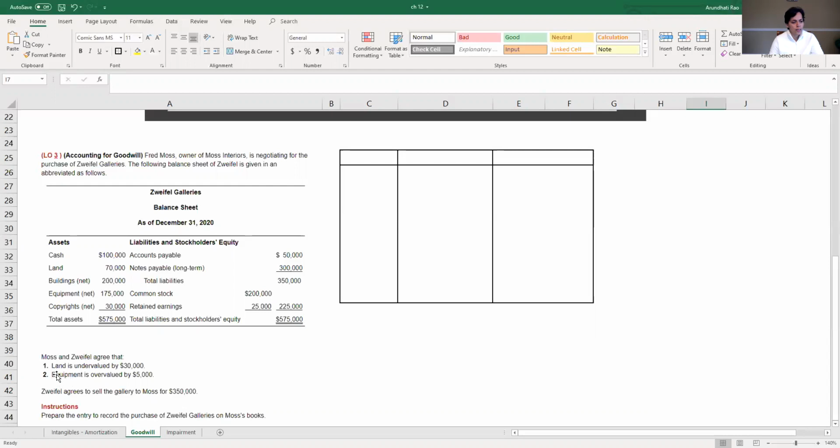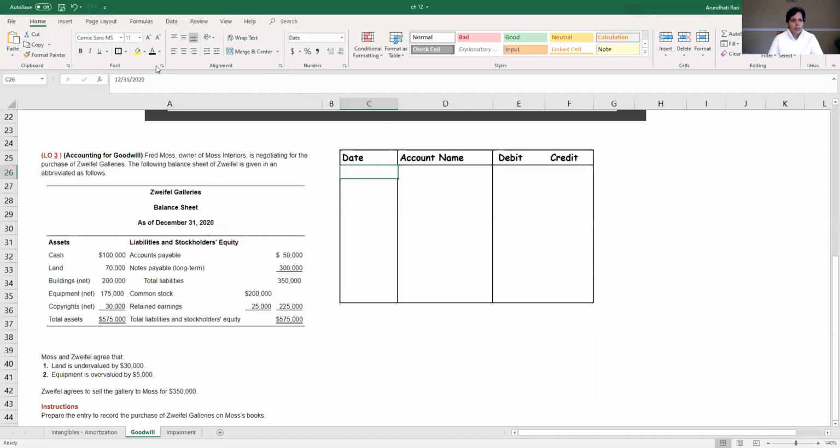What we're being told is that land is undervalued by 30,000. So this land which they were carrying at 70,000, the fair value is now 100,000. Equipment is overvalued by 5,000. So equipment is 175 over here, and it should be only 170. They had overvalued it, and the reason they probably overvalued it is maybe a change in estimate. We have agreed to pay $350,000. That's the cash price we are paying for this company. So let's do a journal entry and see how this is going to work out.